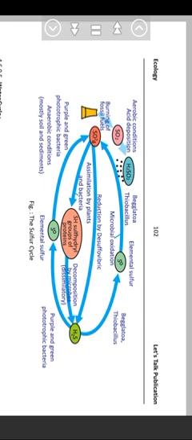CO2, CH4, CFC, and O3 are the main greenhouse gases. These are termed radiation active gases also, so N2 and O2 are not greenhouse gases.